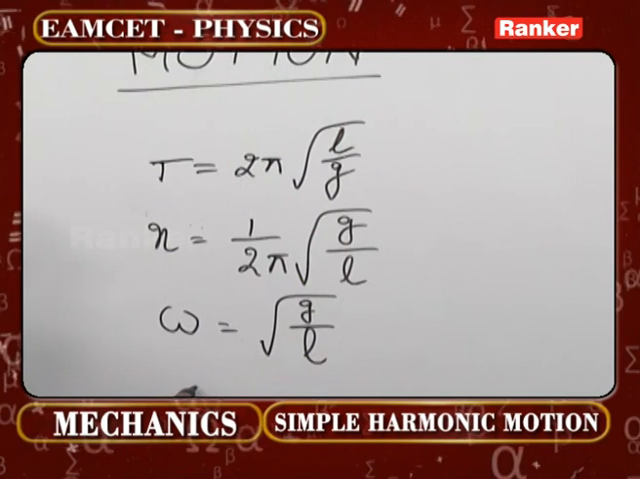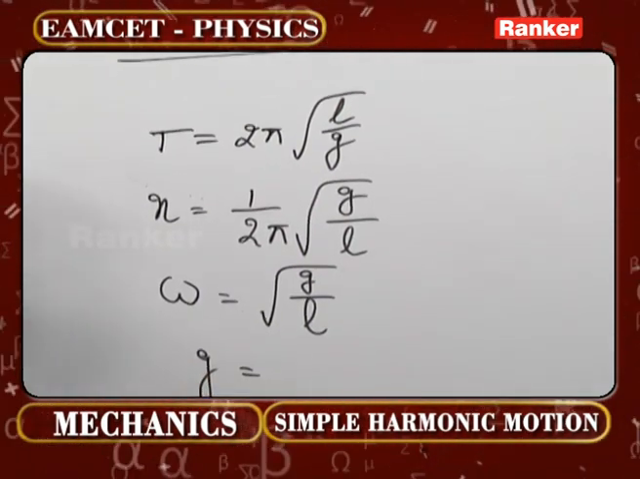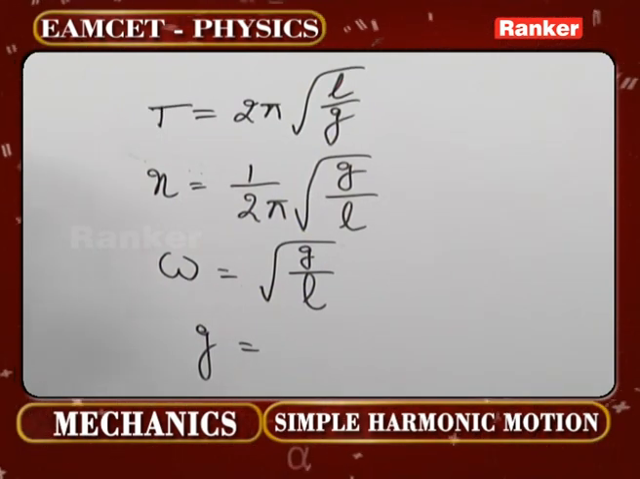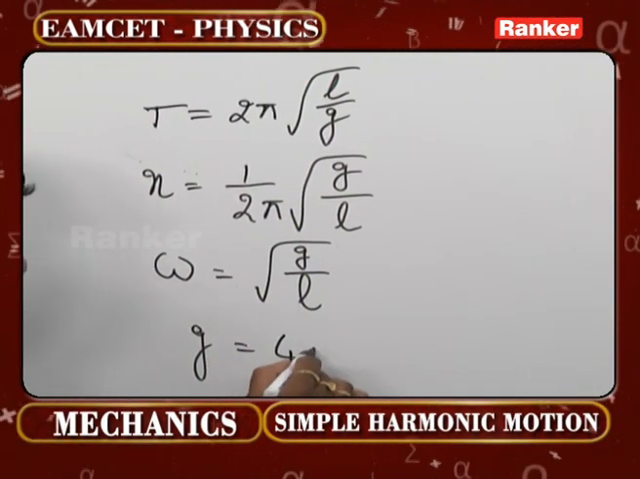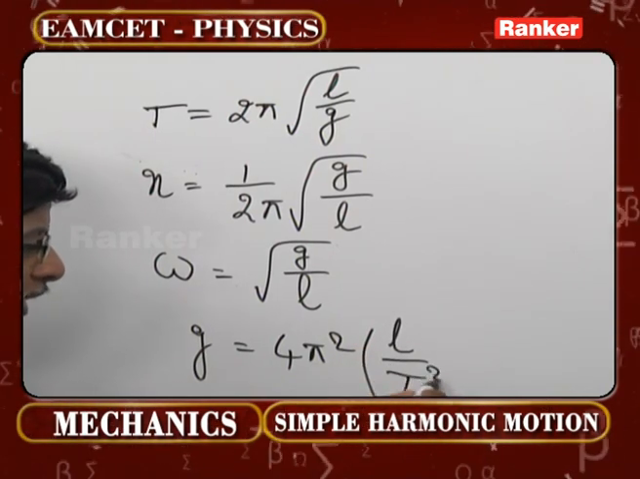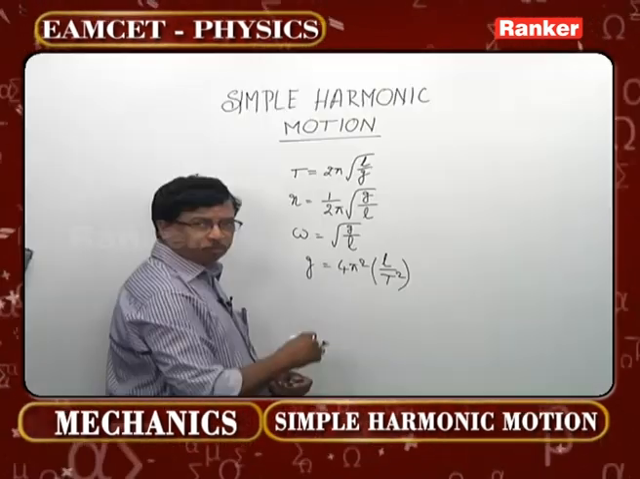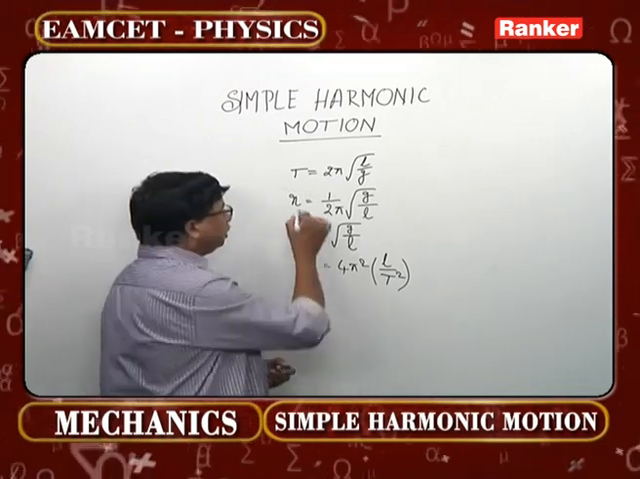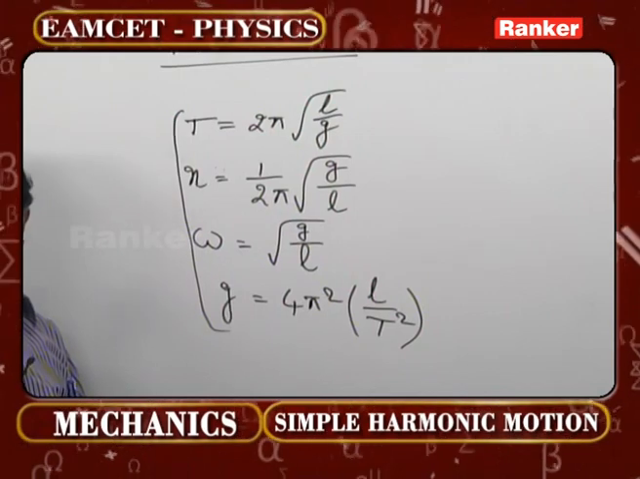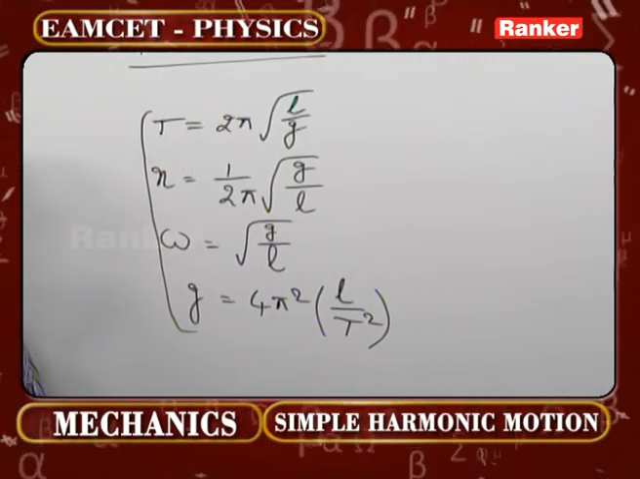In addition to that, if the acceleration due to gravity at a particular place is to be calculated using a simple pendulum, we used to take 4π² L by T². That is the formula we prefer. So these are the four major equations one should remember as far as the simple pendulum is concerned.